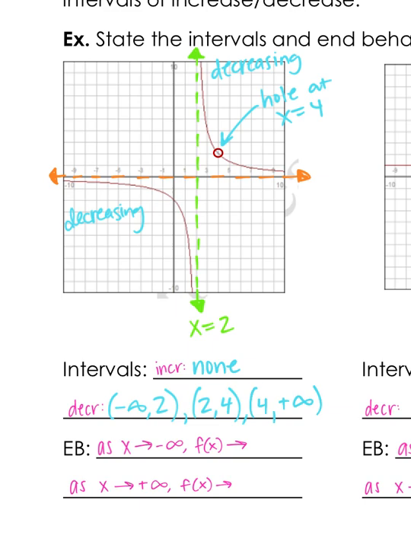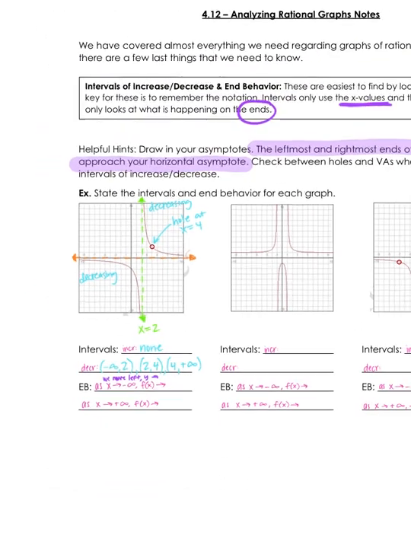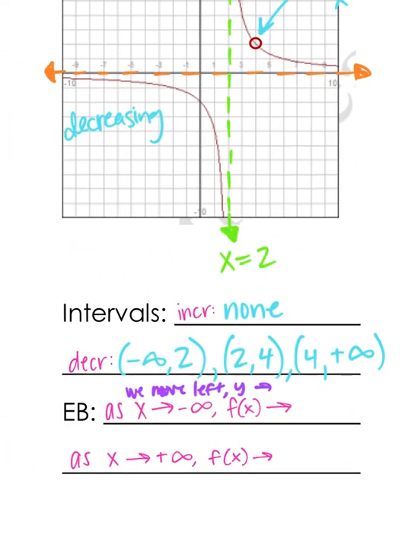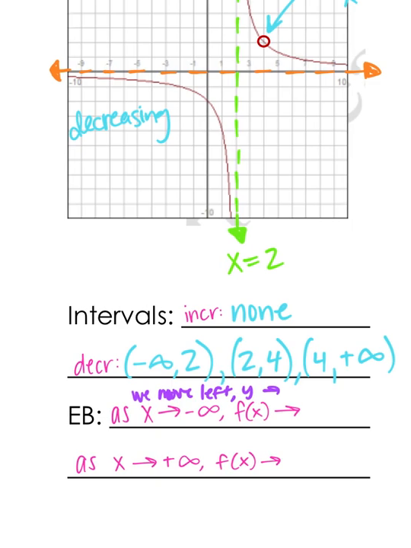For my end behavior, you can see my notation down here: as x approaches negative infinity, f of x approaches blank. So basically it means as we move left, y approaches what? As I move to the left, and this is where we look back up here, the leftmost and rightmost ends of the graph will approach your horizontal asymptote. We can see that happening right here. It is approaching my horizontal asymptote, so it will approach 0.